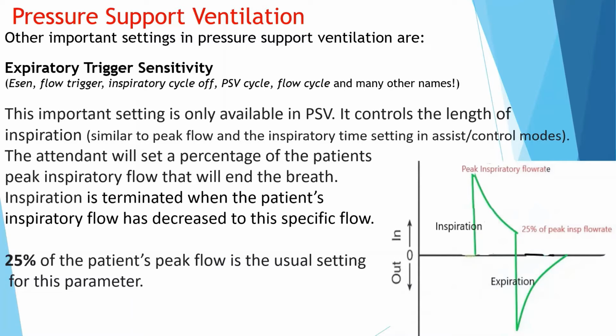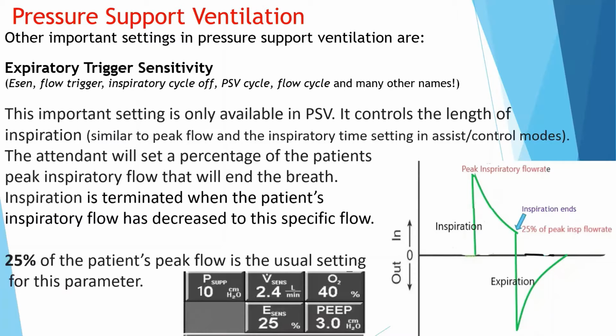And here we can see the patient's peak inspiratory flow. Expiration is on the bottom. And we can see after that, the flow starts to slow down. And when it's reached 25% of the peak inspiratory flow, inspiration ends. Here we have an example of what's called, in this particular model, E-sense, set at 25%. For the most part, this is the default setting.